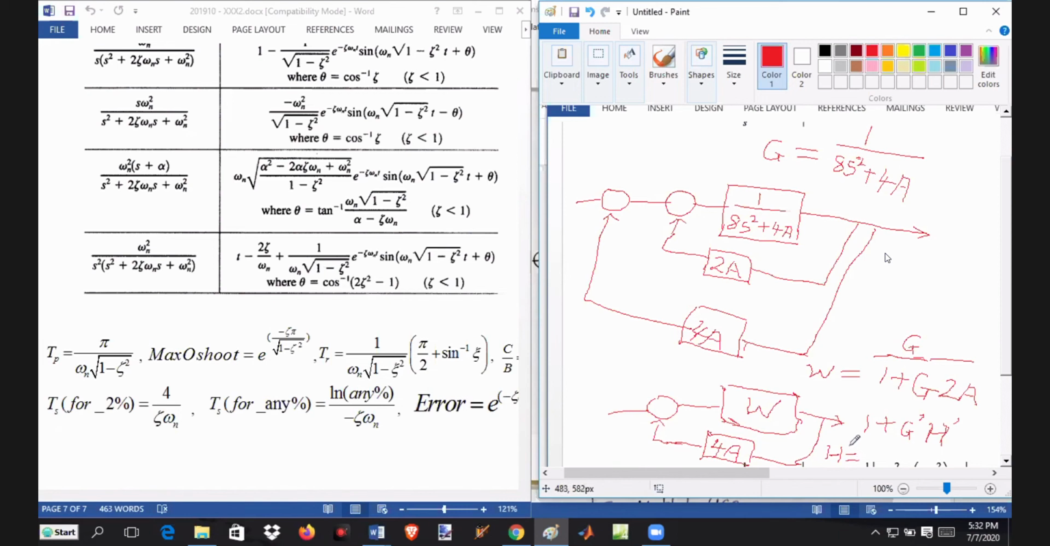H prime equal to 4a. This is how you do it. Now don't forget to put equal 0. If you don't put equal 0, it won't work and you can't get the answer. The characteristic equation for the lower diagram, the final diagram, is 1 plus G prime H prime, and H prime is 4a.